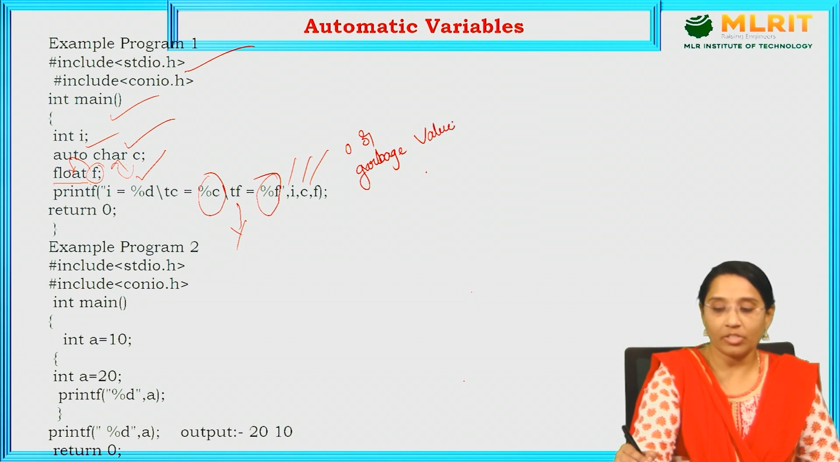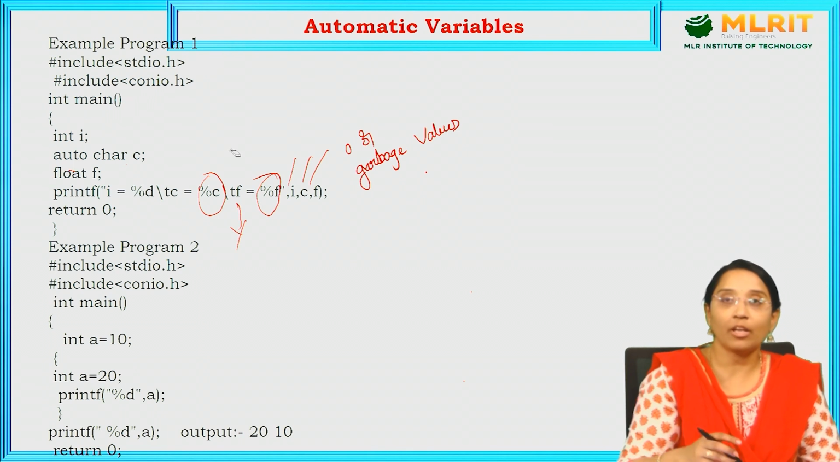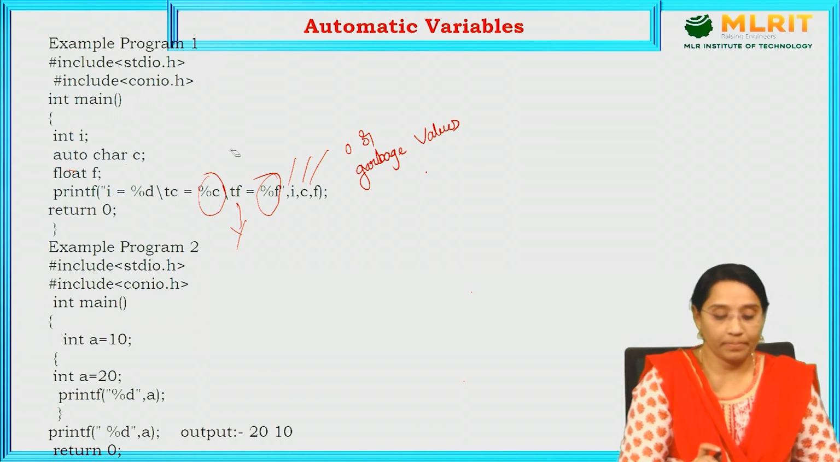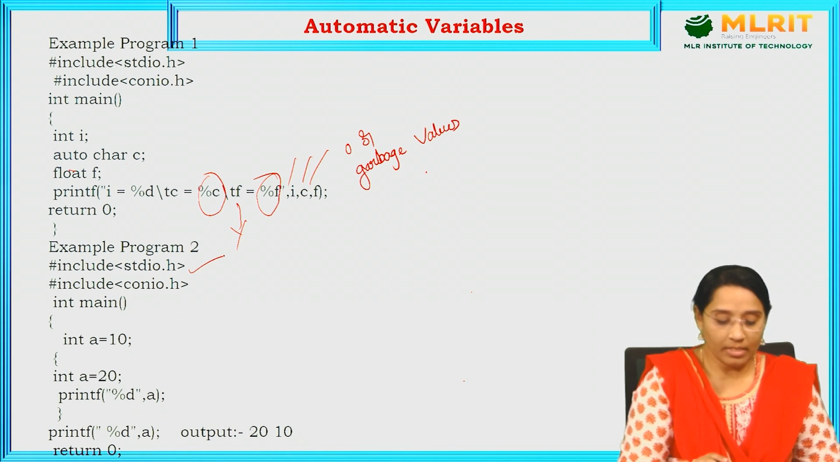So when we do not initialize any variable with the auto storage class, the default value will be a garbage value. Next, this is another example. #include <stdio.h>, int a = 10. Here the auto storage class was not mentioned, but it is the automatic default storage class, so it is auto itself by default. Inside the block, int a = 20 was declared, and printf("%d", a) was written.